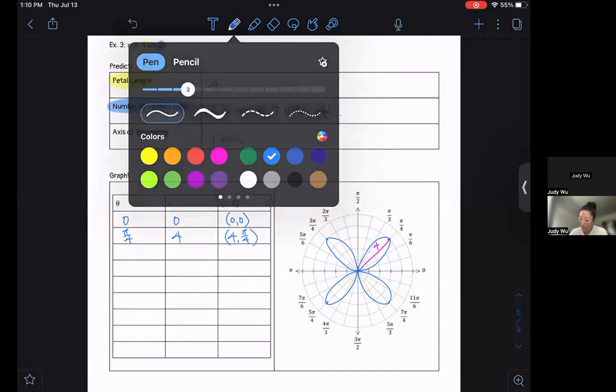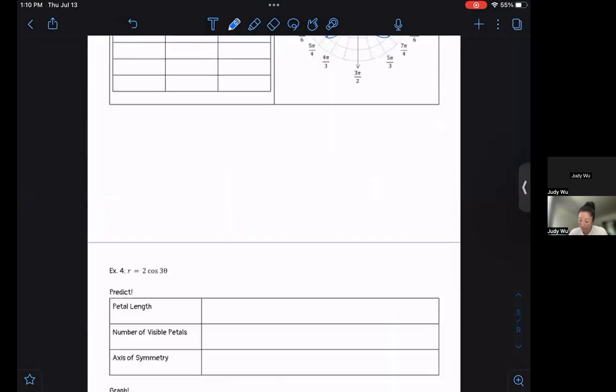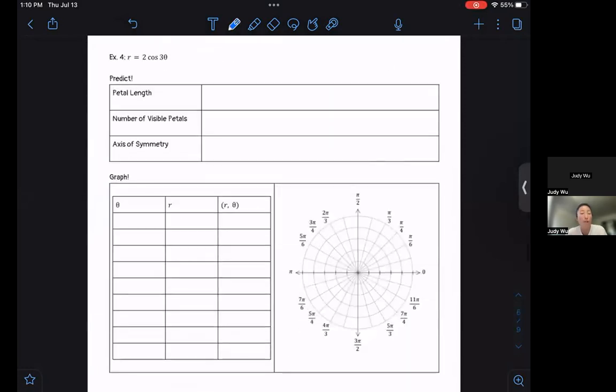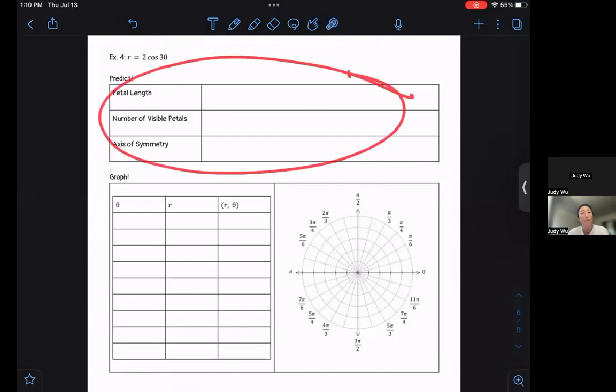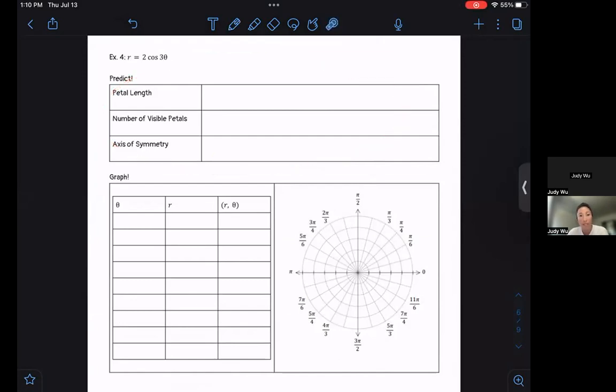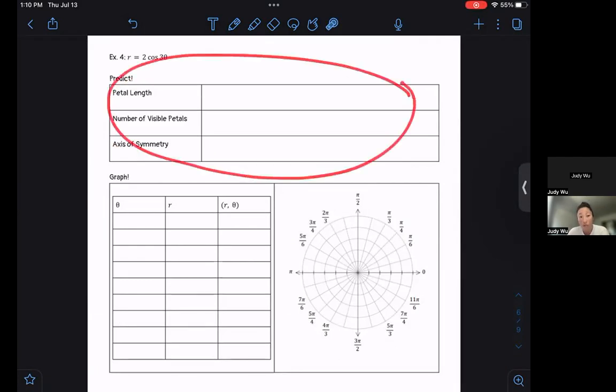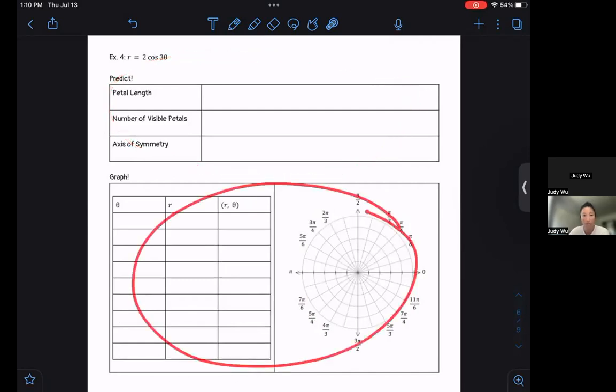And so everything matches. We've got our petal length, the number of petals, and our axis of symmetry. Okay. All right. I'm going to leave example 4 for you to try on your own. Go through it in the same way. We're predicting first, so make sure that you predict first. But the reason why I'm not going to help us fill this out completely is because we can always check with Desmos, right? So be honest with yourself. Do the prediction, see how you do, and then check your answer with Desmos.